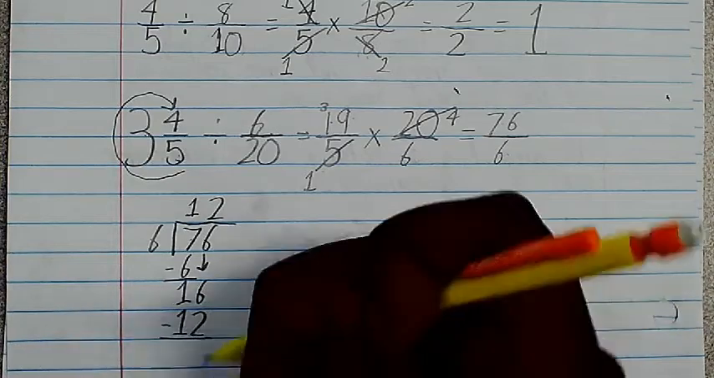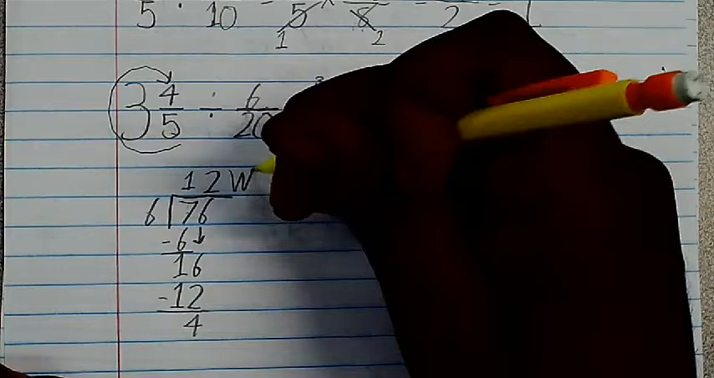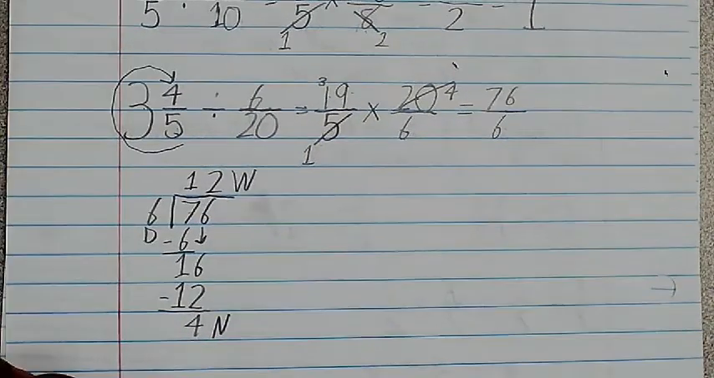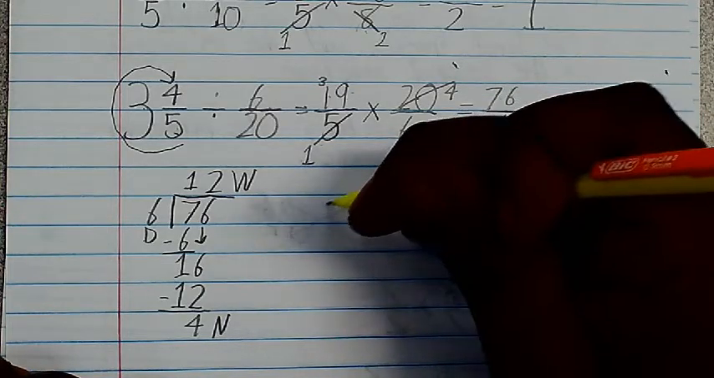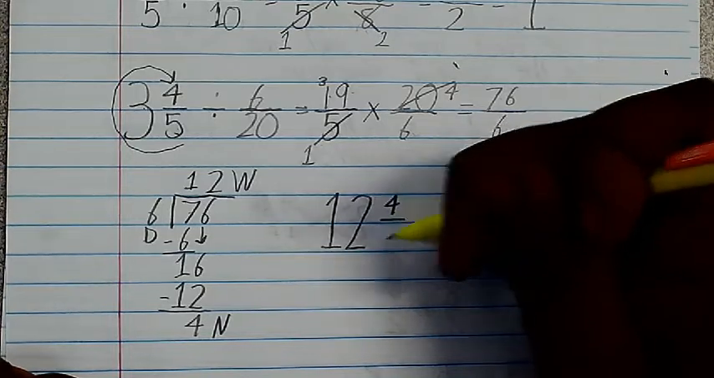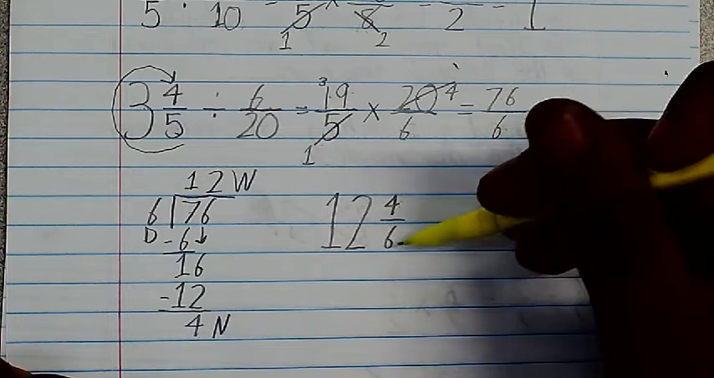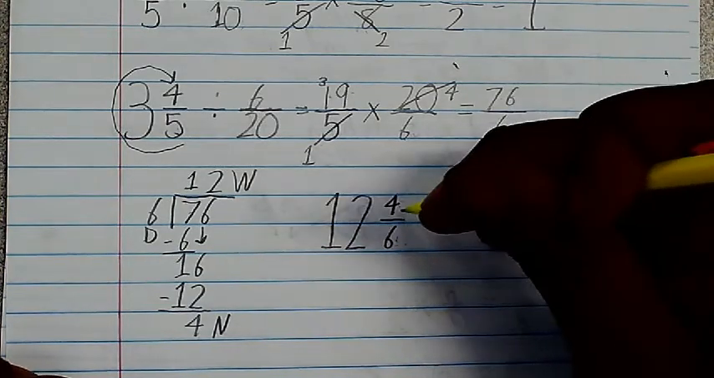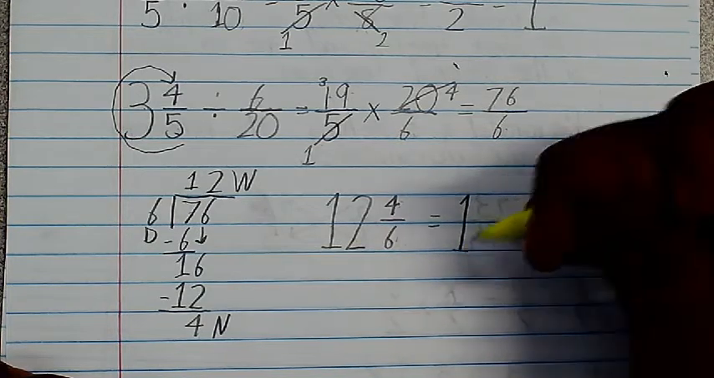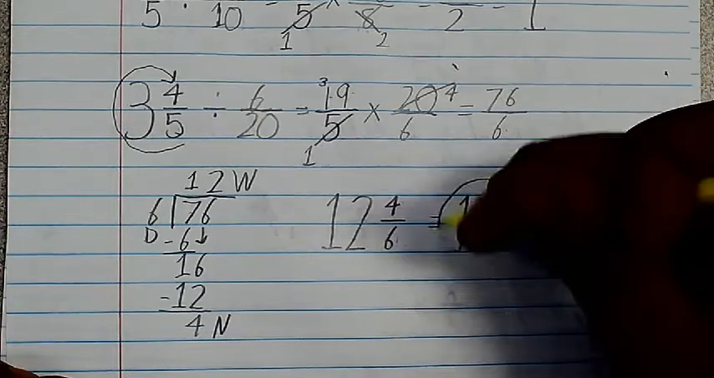And when we subtract, that's going to be 4. So of course, remember, this is our whole number, this is our numerator, and this is our denominator. Okay? So now we're going to rewrite this as a mixed number. So that's 12 and 4/6. But we can look to simplify. We always look to simplify. 4 and 6 are multiples of 2, so we can divide by 2, and if we divide both 4 and 6 by 2, that's going to give us a simplified fraction of 12 and 2/3. And this is our final answer.